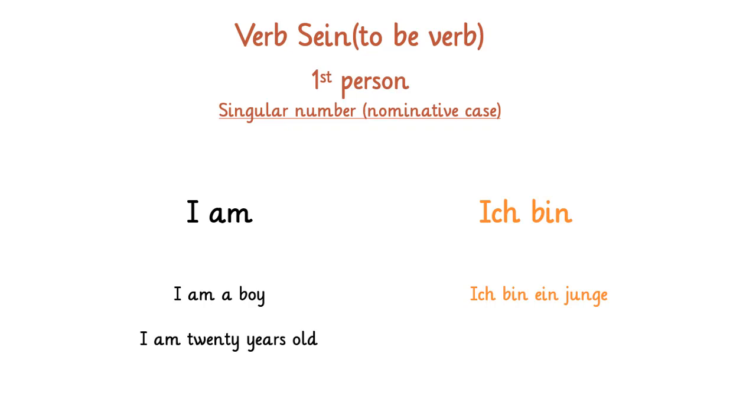And the second example is I am 20 years old. In German we say ich bin 20 Jahre alt. Here 20 means 20, years means Jahre, and old means alt.